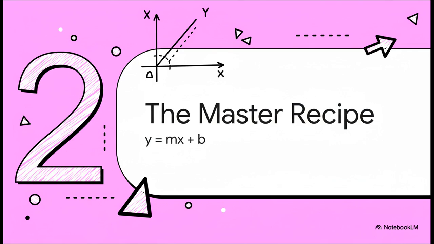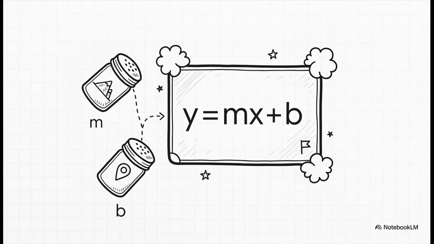All right, so we've got our two ingredients, the start and the rate of change. Now, let's put them together and look at the master recipe for any straight line out there. And there it is, the famous y = mx + b. This little equation is everything. It's the master recipe. If you know m, your slope, and b, your starting point, you literally know everything about that line. It's the whole story in one short sentence.